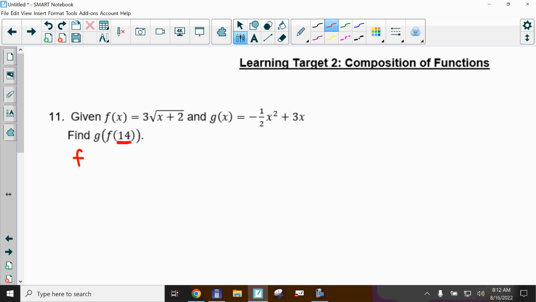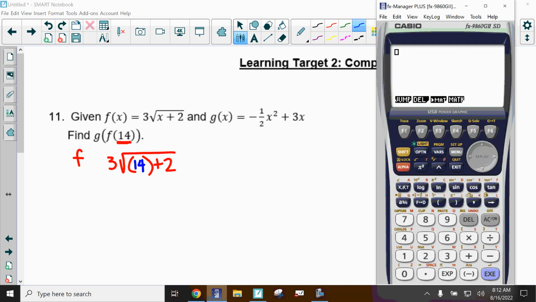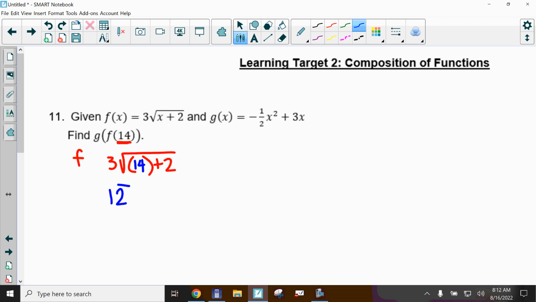So the F problem is going to be 3 square root parentheses plus 2. So I'm going to stick in the 14, and then we can head over to the calculator, type in exactly how it looks. So it is 3 square root parentheses 14 plus 2. And the answer is 12. So this first answer is going to be 12.